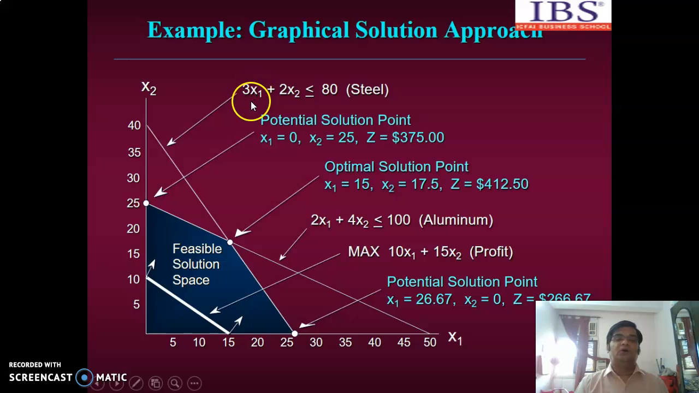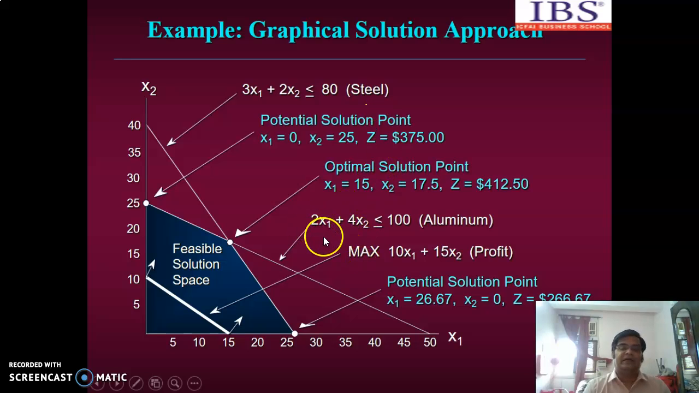So we have to plot these points one by one into this xy diagram, or x1 x2 diagram. We will put x1 equals 0 and we'll get the value of x2, and we'll put x2 equals 0 and we'll get the value of x1. So we will get 2 points, 2 coordinates. I will plot those 2 points and we'll draw the line, which is this line. If you just follow my cursor, this is the line called 3x1 plus 2x2 less than or equal to 80.